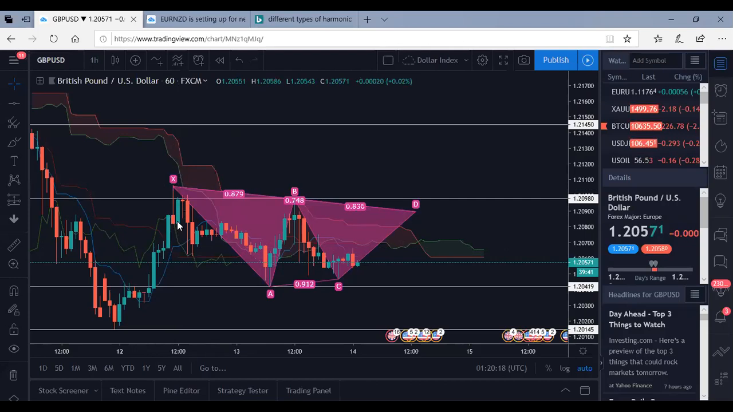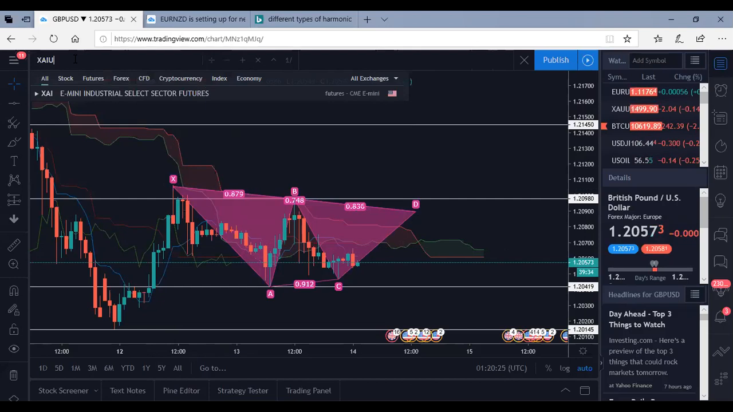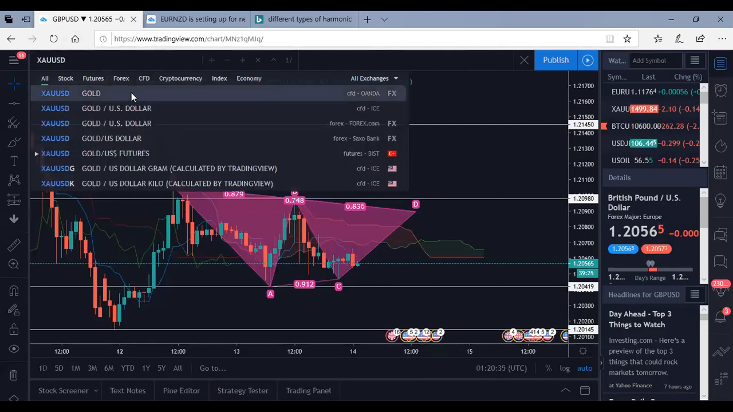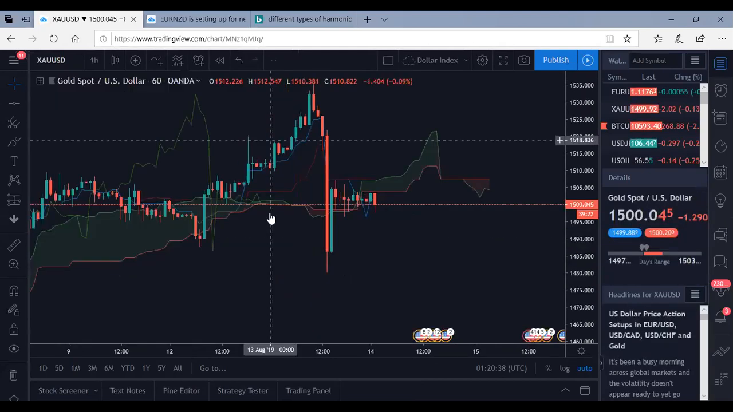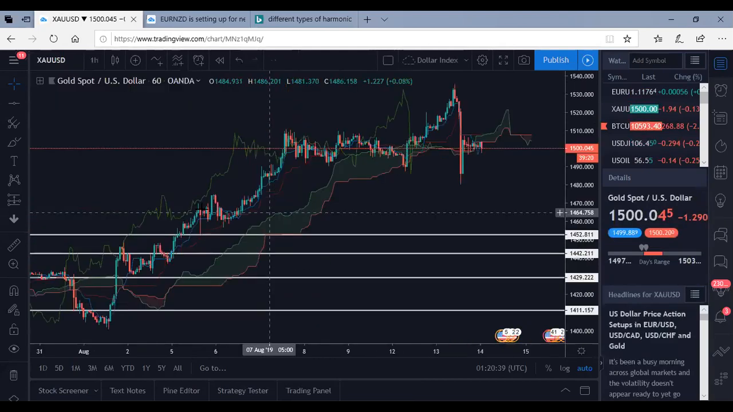So let's get into gold. These are some of my favorite pairs. And if you would like me to look at a trade that you're in and possibly give you insight on where it's going, I wouldn't mind doing that.